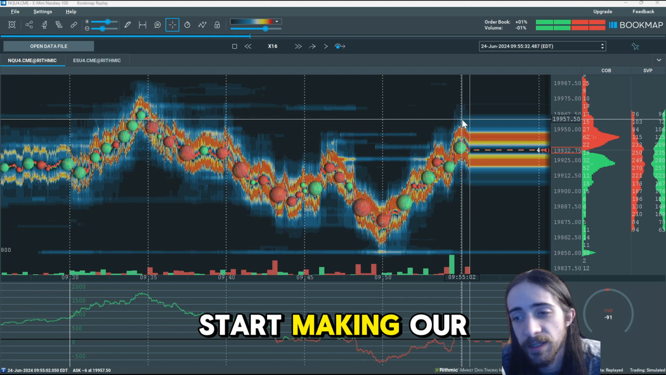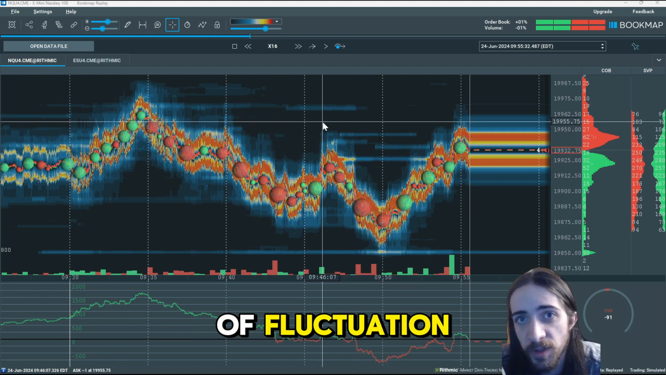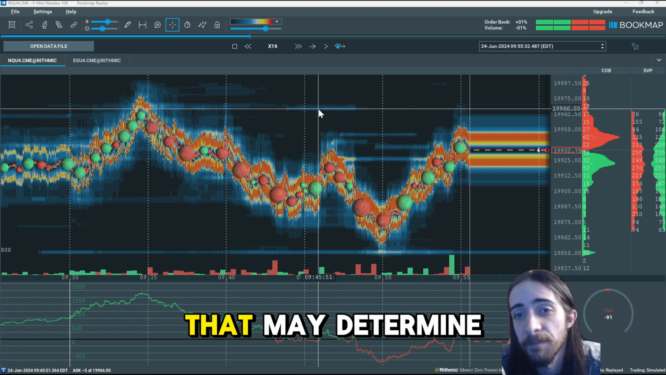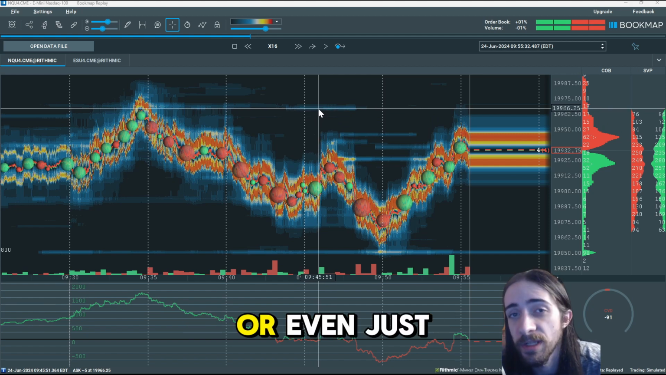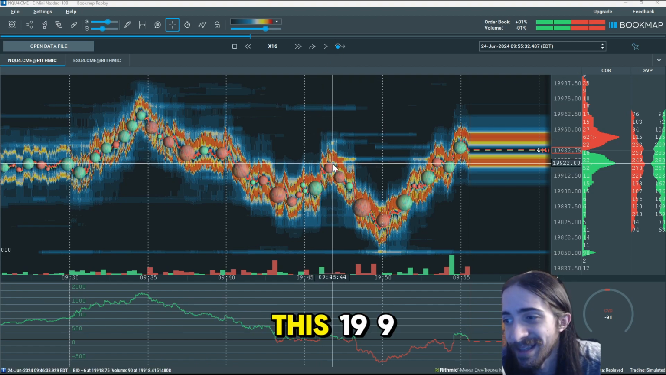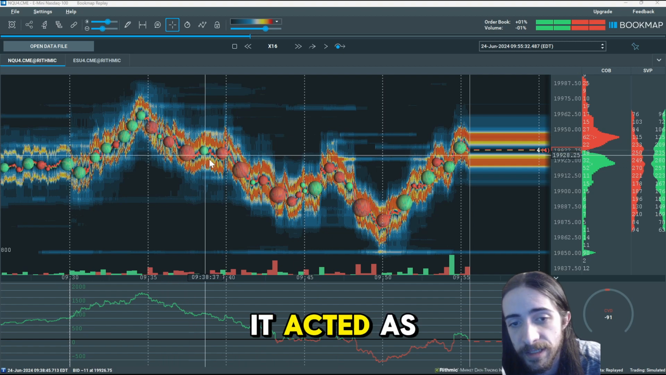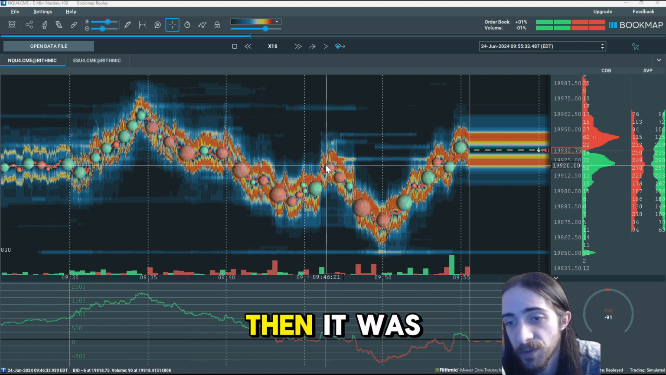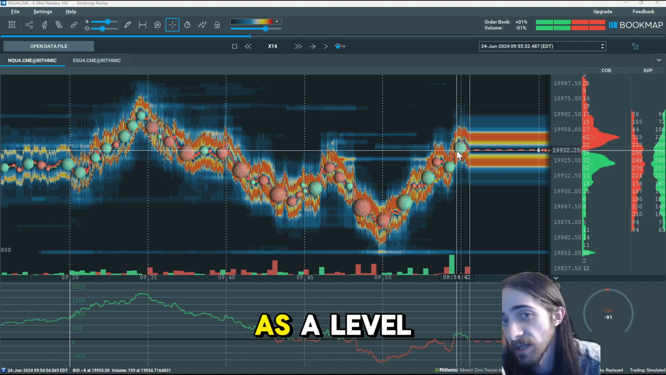Once we do start making our way back higher, we could look at previous areas of fluctuation, previous areas on the heat map that may determine a strong level of support, resistance, or even just liquidity that the market might draw to. So even seeing this 19,922 was a pretty strong level. We see over here it acted as support till we broke it, then it was resistance. Now we're back above it, and it is yet again acting as a level of support.